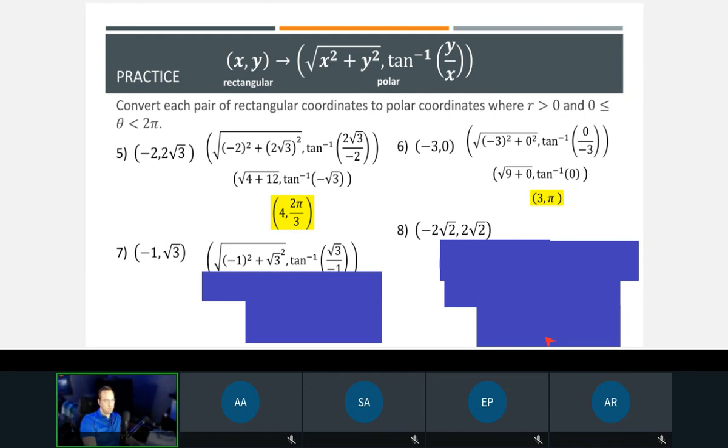Let me see what people did. 2 comma 2 pi over 3. Now 2 pi over 3, using my unit circle. Which quadrant is that? 2 pi over 3, that's in quadrant 2. So a radius of 2 and the angle is 2 pi over 3. You are in quadrant 2. So that could be the answer.